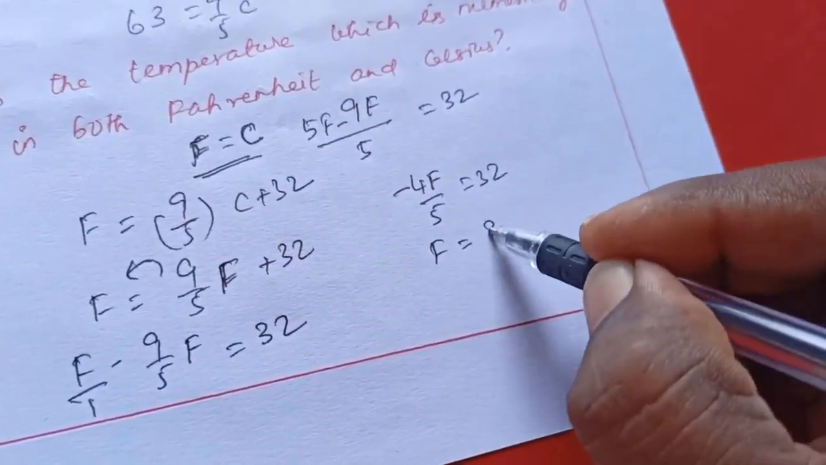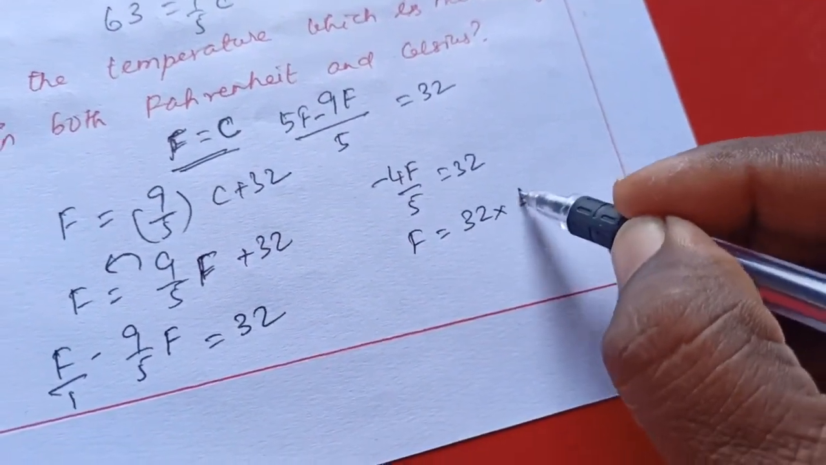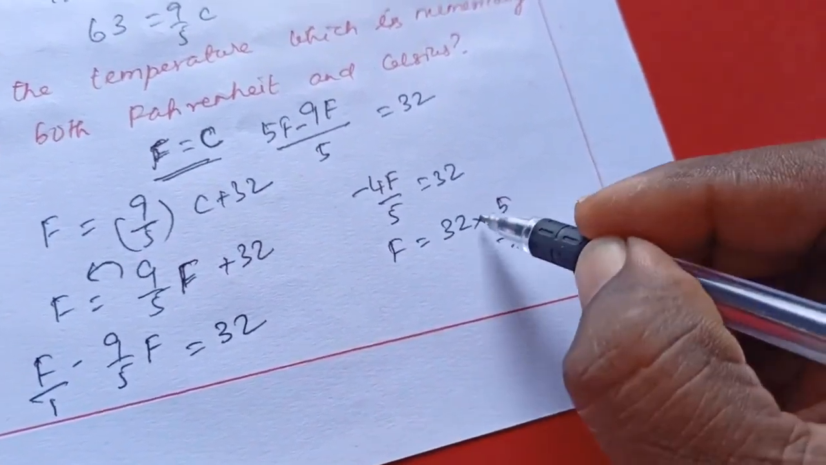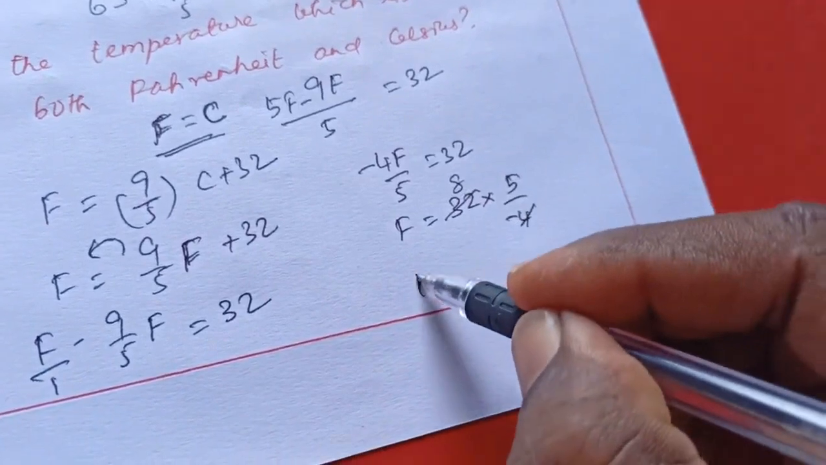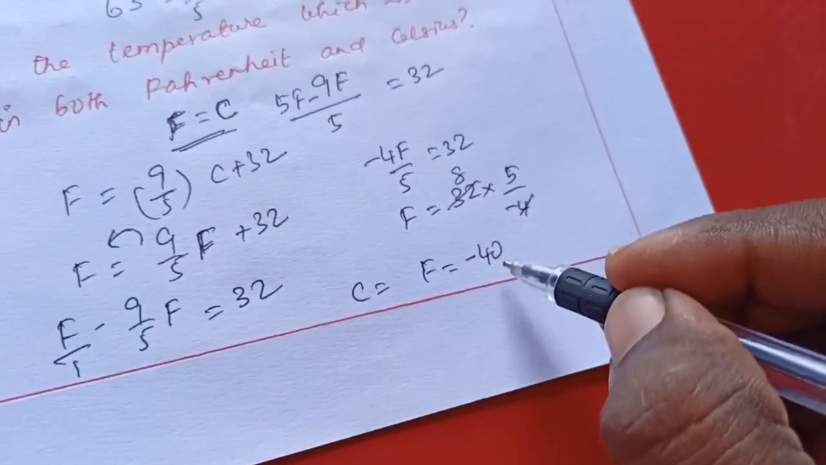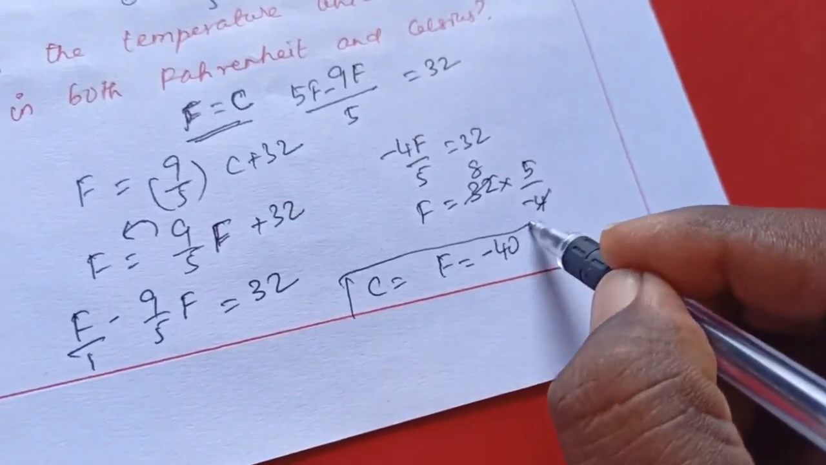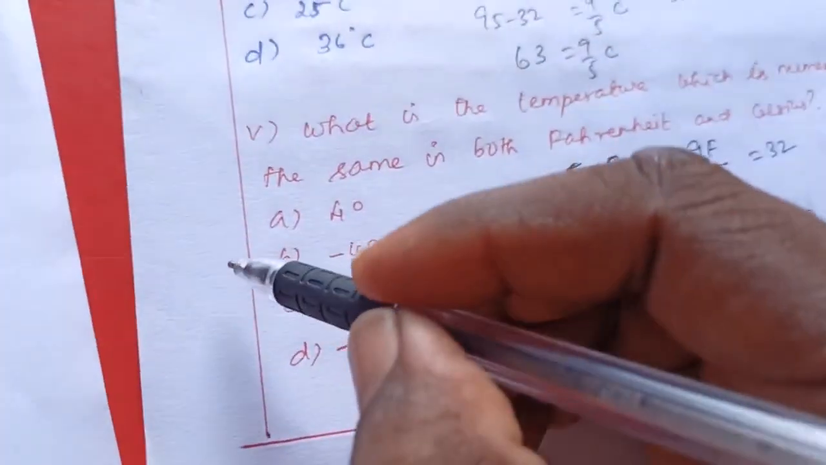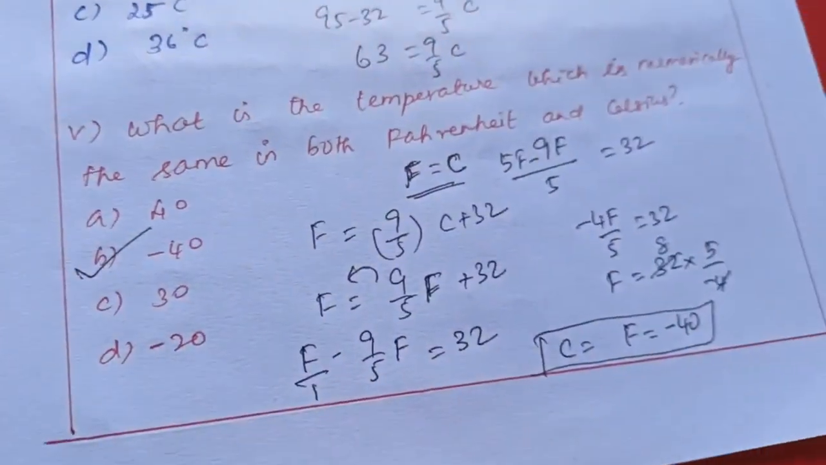Now we will find out Fahrenheit. So 32 into 5 by minus 4. 1 4 is 4, 8 4s are 32. So F is equal to minus 40. So when the Fahrenheit becomes minus 40, Celsius also becomes minus 40. So at minus 40, both will be the same.